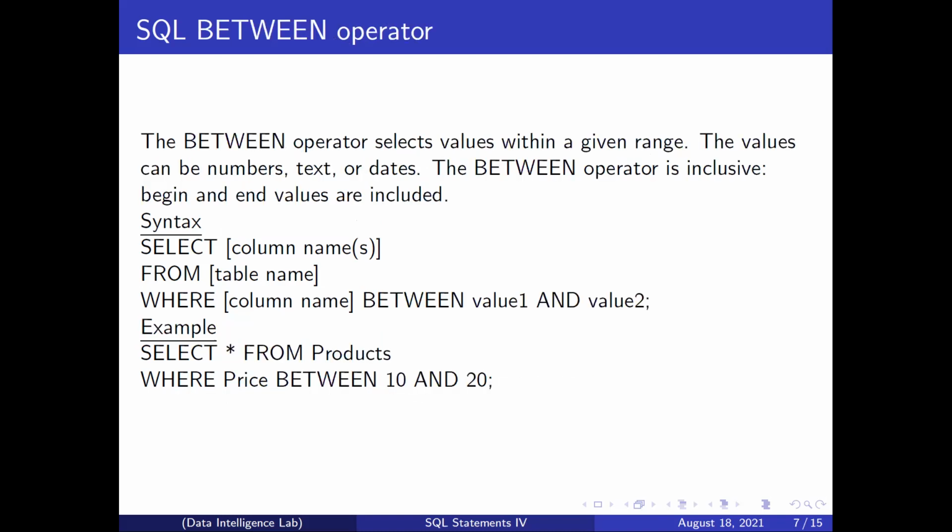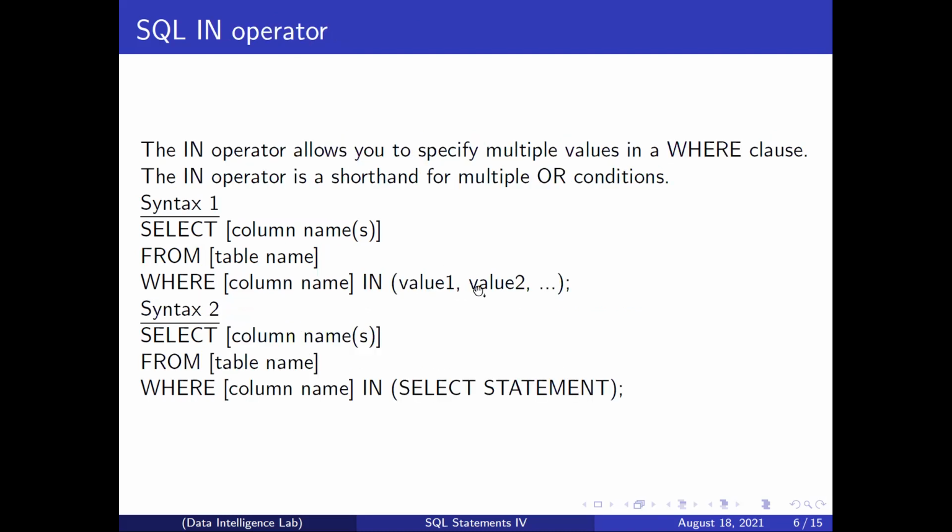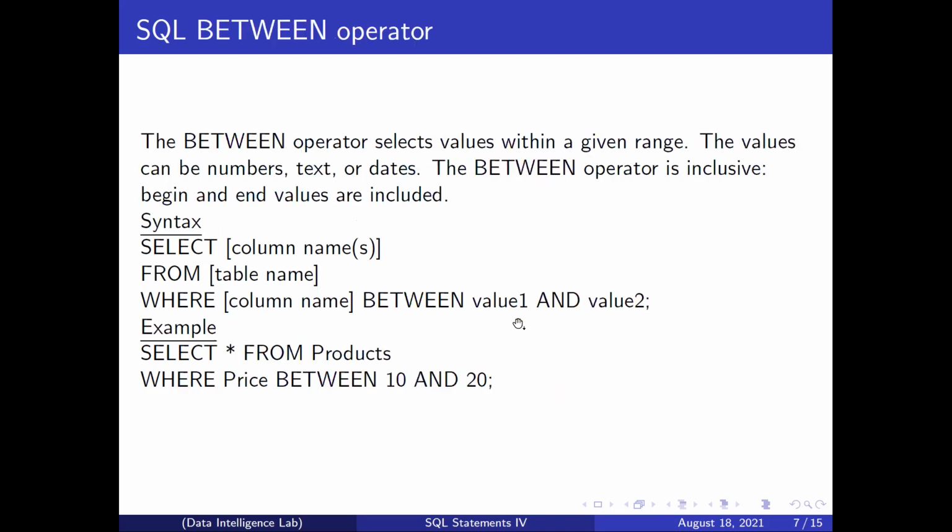Yeah, another operator with your select statement alongside your where clause is the between operator. The between operator is similar to your in operator, but it's more specific to range. So you can see that in your in operator, you can specify values, right? But in your between, you can use between and to specify a range. An example is given to you below, right? So this will take all the values that are between 10 and 20.